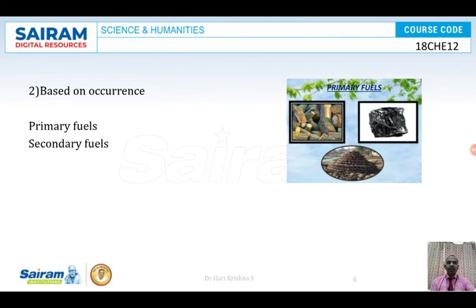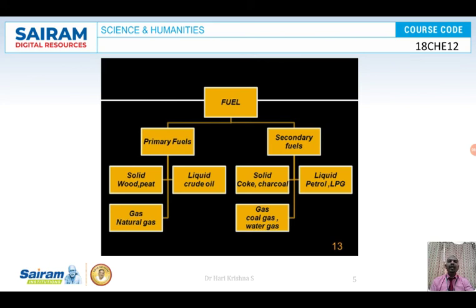Now the energy is liberated. When you burn the fuel, you are going to liberate energy. The liberated energy should be measured, right? So what is the parameter to measure this energy? There should be some parameter, and that parameter is called calorific value. Before going to that parameter, you can see a small table here. Fuels are classified into primary fuels and secondary fuels.